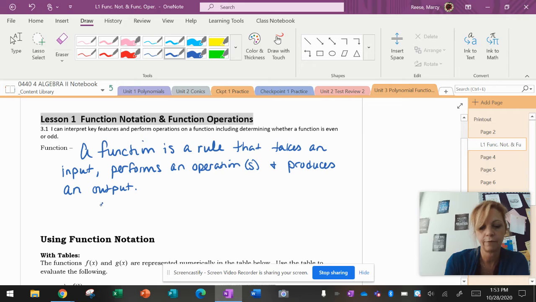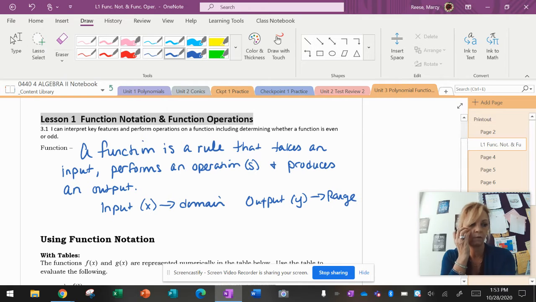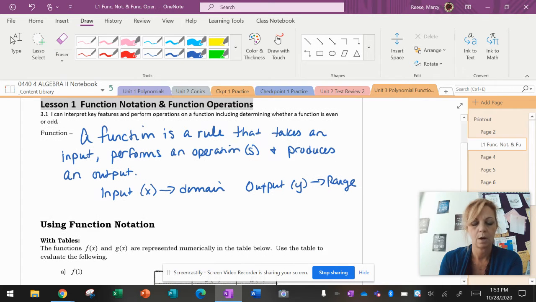Okay, so we have input, which is typically my x. We call it the domain. Remember that? And then we have an output, typically the y, and we call it the range. So I'm not really giving you big definitions into that, domain and range. That's really what it is. Domain is input, range is output.